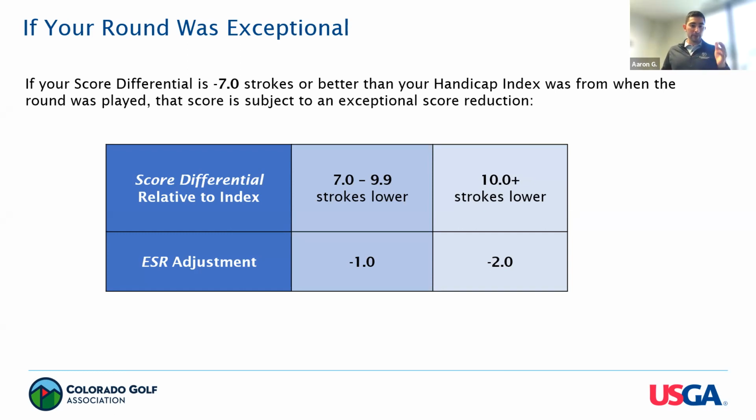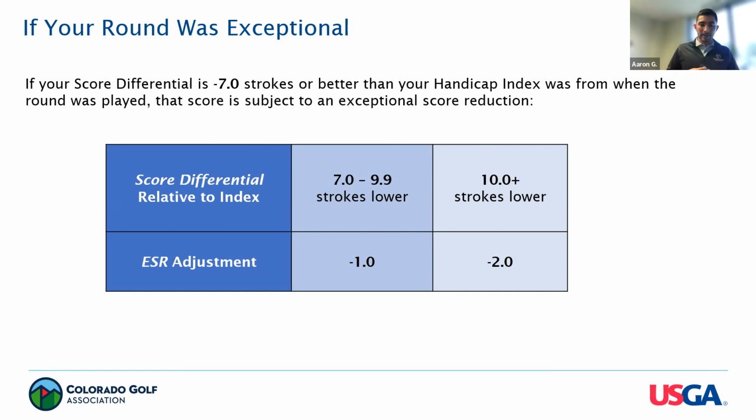So if the score posted comes up with a differential that is 7 to 9.9 strokes better than the handicap index at the time the score was posted, there will be an ESR adjustment of 1 point applied to that score and the previous 19 scores, thus affecting the handicap index primarily by 1 point, give or take.